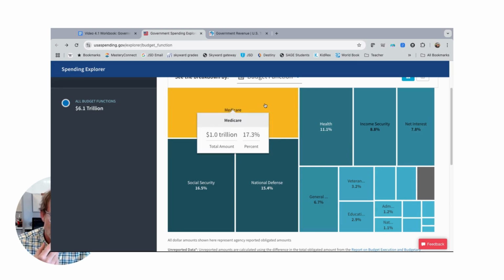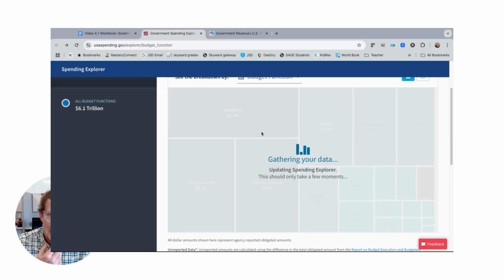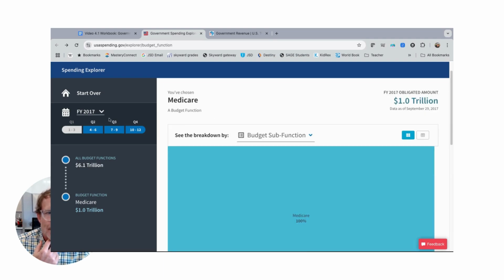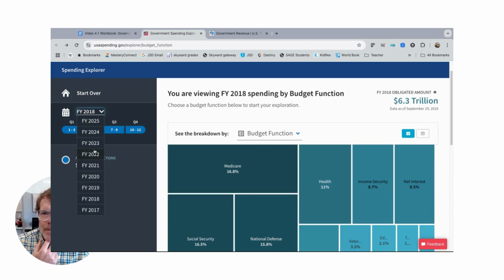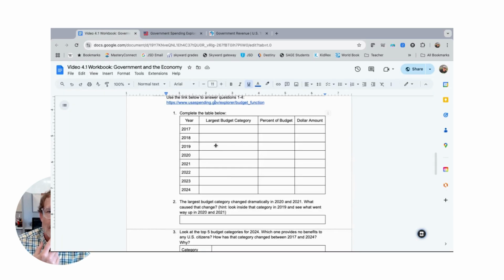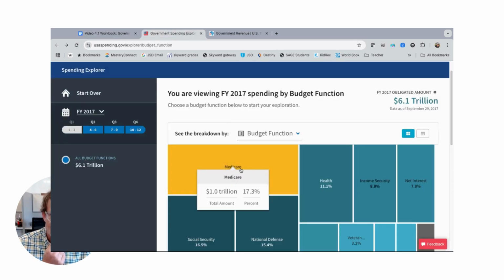And if you click on it, it will actually take you in and tell you how all of that spending broke down. But you don't have to click on it to answer this question. So we're going to go back. All you need is to hover over it. So Medicare was the largest. It's 17.3% of the budget in 2017, and it was $1 trillion. So you would just put that in that row. And then you would just continue through the rest of the table and find that data and complete it.